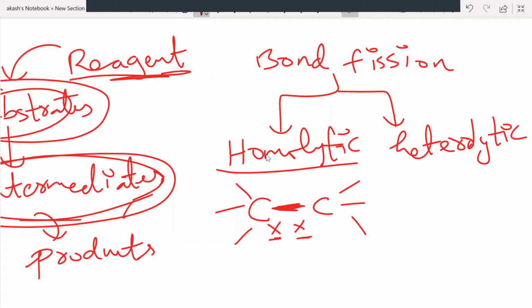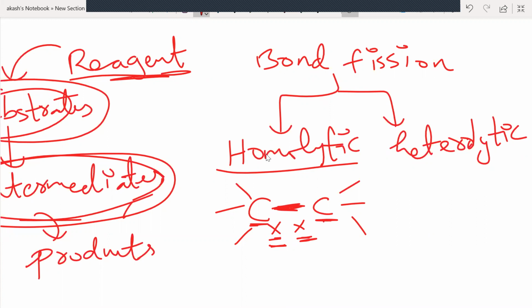Again, I repeat, I am going to break the bond in such a way that the electrons are going to go where they came from. That means this electron is going to go to this carbon. This electron is going to go to this carbon. Okay, now how do you represent it? This is how you represent.